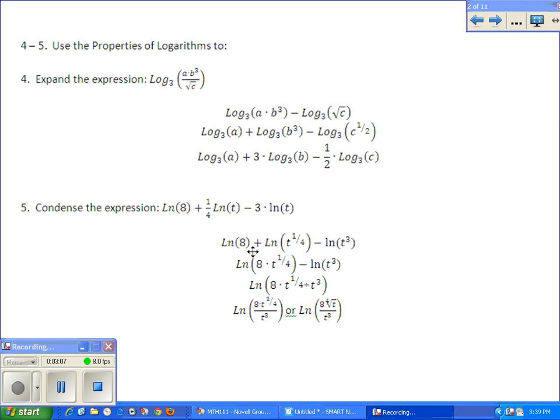Then we can use our multiplication property. If we have the sum of two logs with the same base, these natural logs are both log base e's. We can combine them into a single logarithm using multiplication. And then the subtraction using our quotient property, this would become division, which we can then write as the natural log of 8 t to the 1/4 over t cubed, or the natural log of 8 4th root of t over t cubed. Either format is fine. You could combine the two t's here, but I didn't worry about that when I was grading the test.